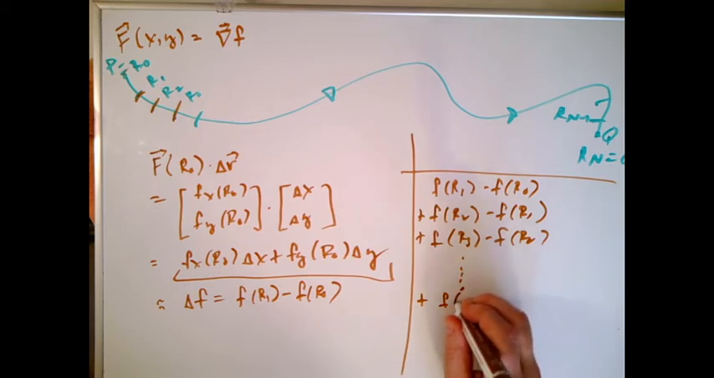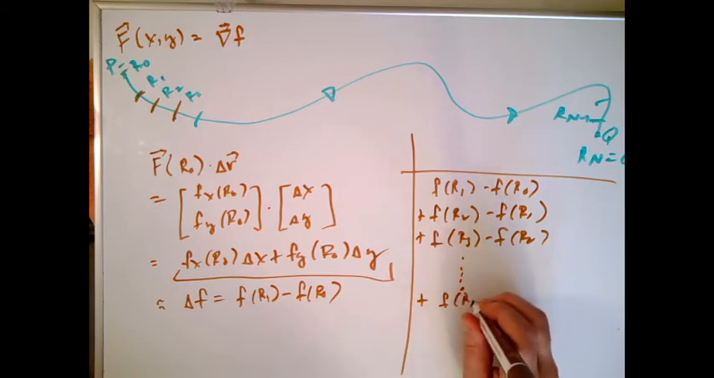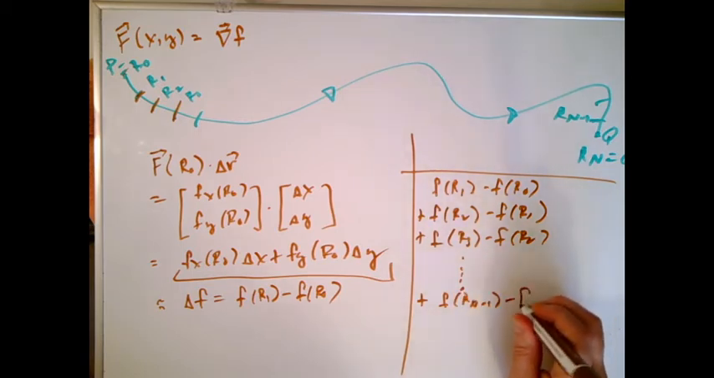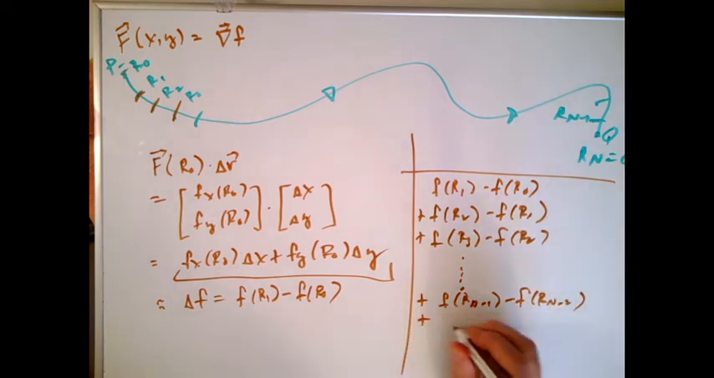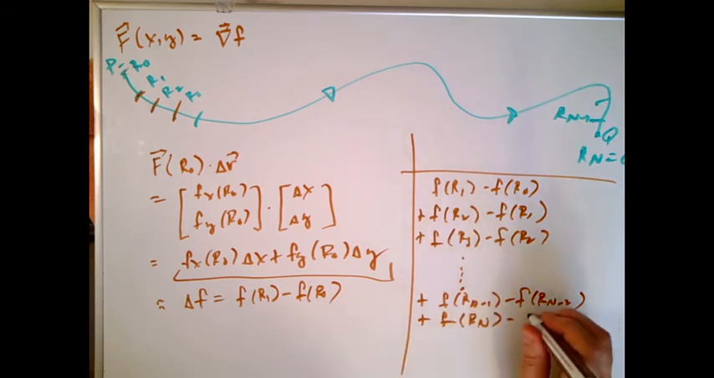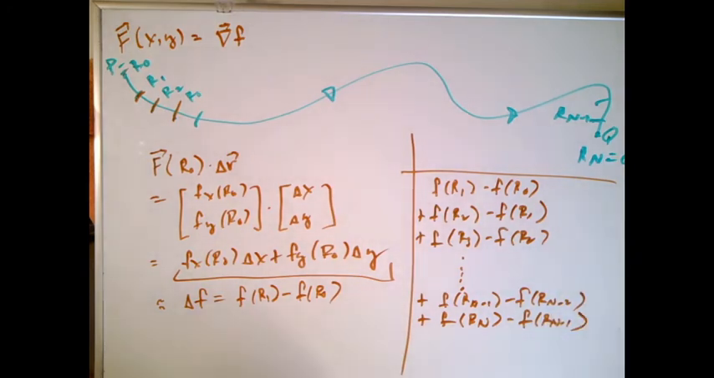What do I have here? I think it's f of R n minus 1 minus f of R n minus 2, and I get to the last little interval, and I'm going to get f of R n minus f of R n minus 1, like that. And we want to add up all those little pieces of work just to see what happens.